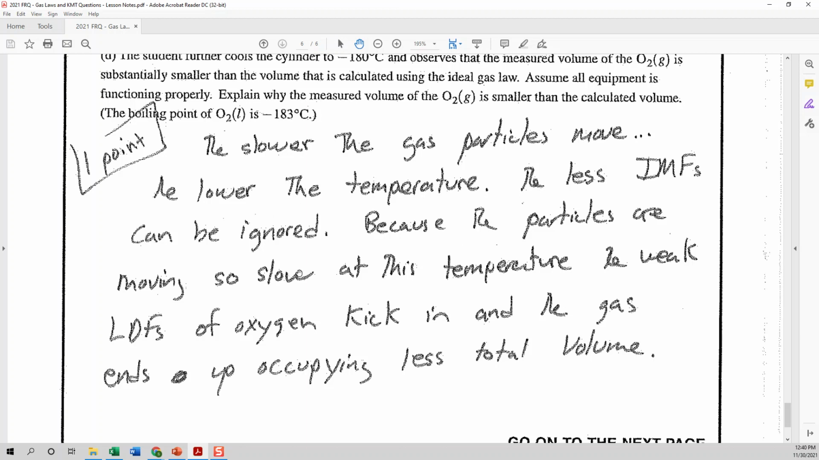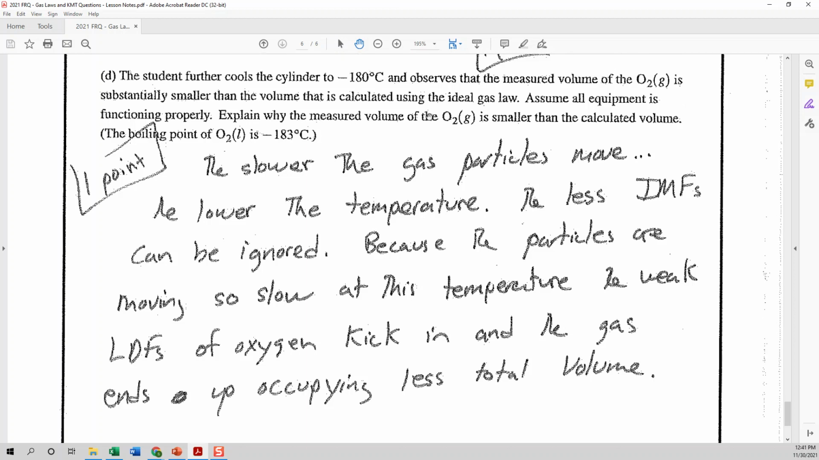Because the particles are moving so slow at this temperature, the weak London dispersion forces, so I wanted to get kind of particular with the IMFs that oxygen has. It's a nonpolar molecule, so all it has is London dispersion. So the weak London dispersion forces of oxygen turn on, kick in, however you want to say it, and the particles start to attract each other. The gas ends up occupying less volume, because the particles pull closer together than what would be predicted based on the ideal gas law if we ignored those IMFs. Okay? So remember, this is not about particle volume.